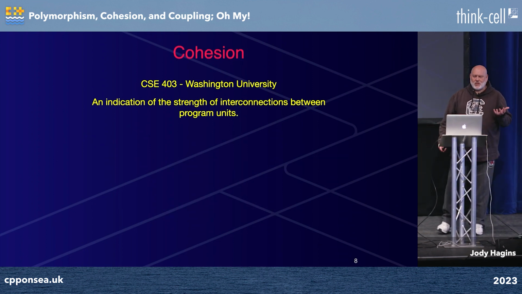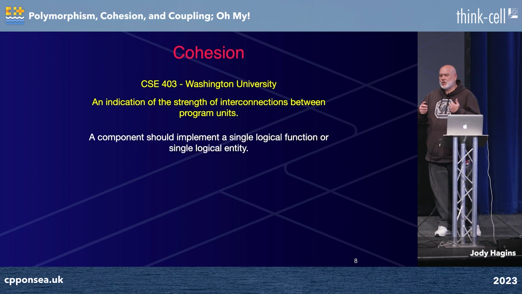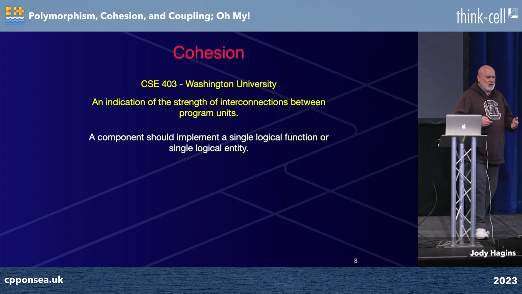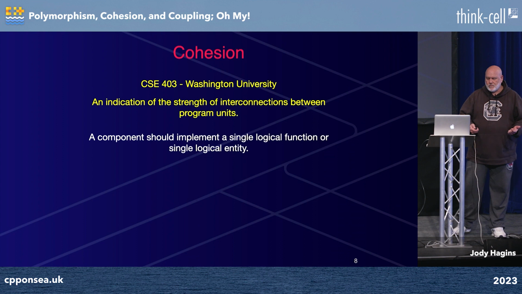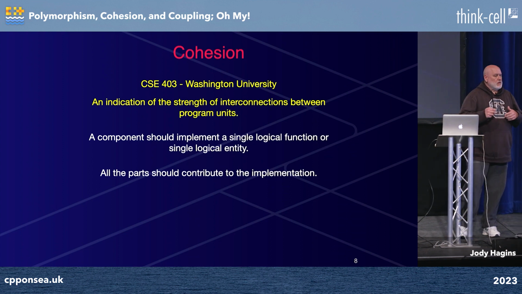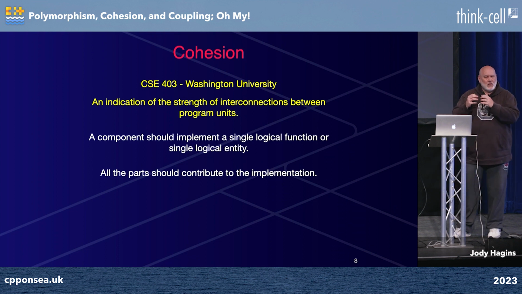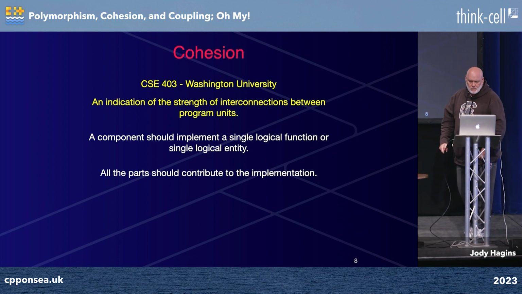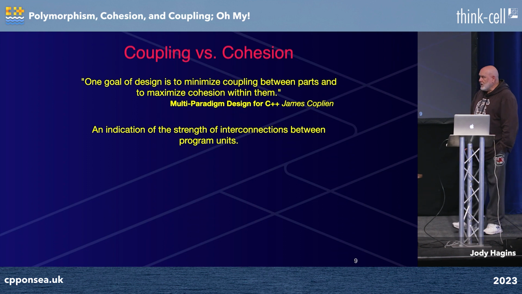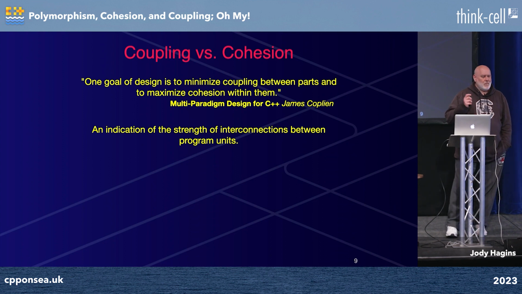Cohesion is an indication of the strength of the interconnection within a program unit. Basically, a component should implement a single logical function or a single logical entity. All the parts should contribute to the implementation. So cohesion is how concise your implementation is, how tight it is. Coupling and cohesion are like opposites. They fight one another. So one goal of design is to minimize coupling between parts and to maximize cohesion within them.